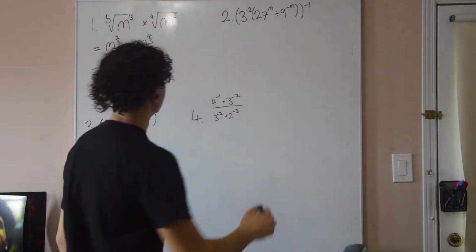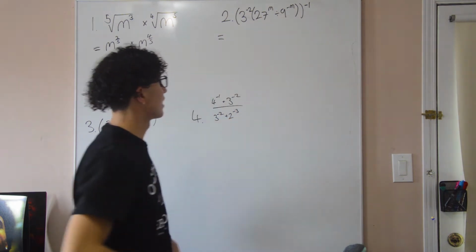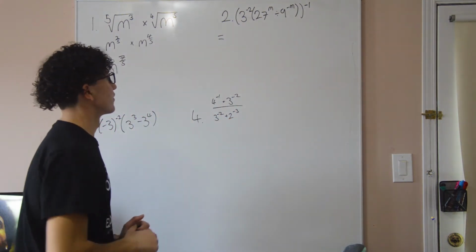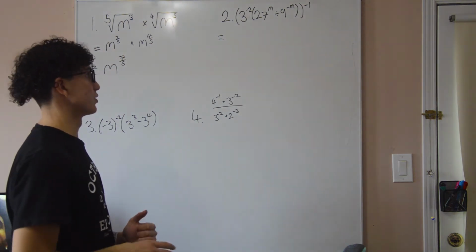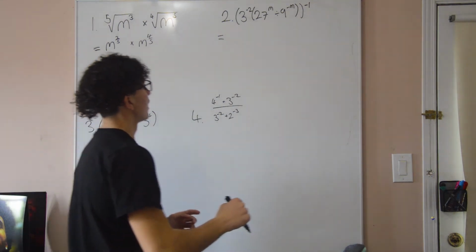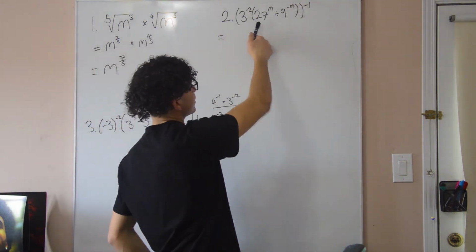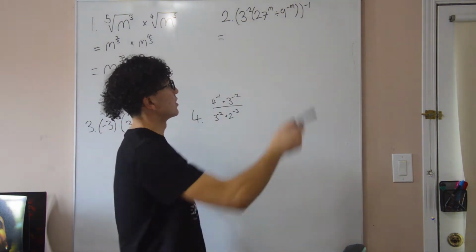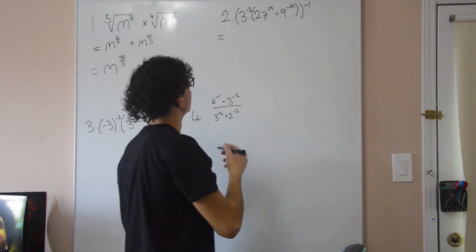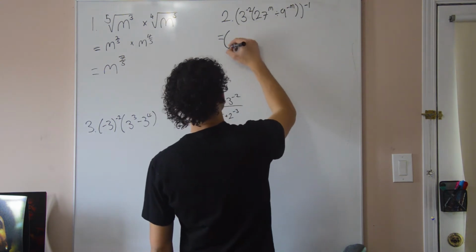Moving on. This one's a little tricky. It's kind of long, but when you see a question like this, the first thing you want to see is if you can make everything into the same base. And in this case, I can. 27 is 3 to the power of 3, and 9 is 3 to the power of 2, and we already have a 3. So let's just rewrite it.